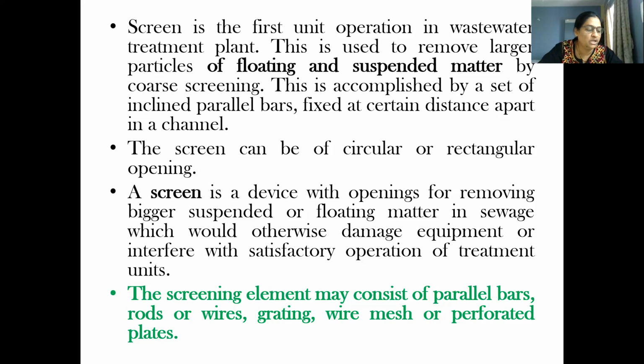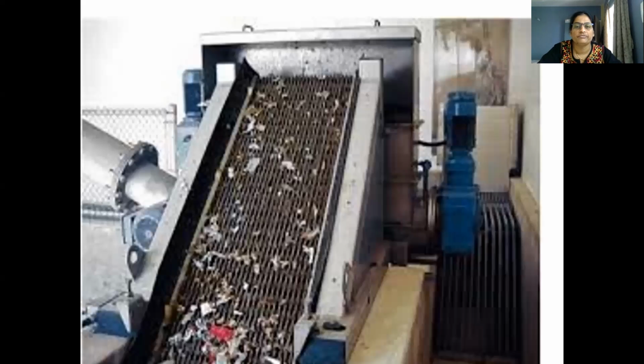So that's why we need to remove such particles at the start itself. So that is the function of screening. You can see here, inclined bars are arranged in this way. In this case, the direction of flow will be like this. From this way, the wastewater is flowing, and diagonally, the bars are arranged.